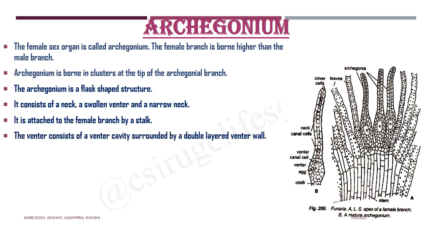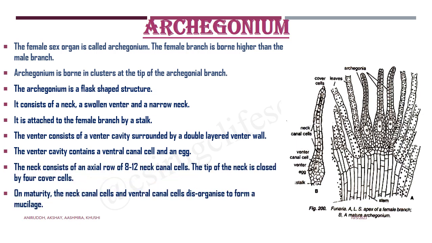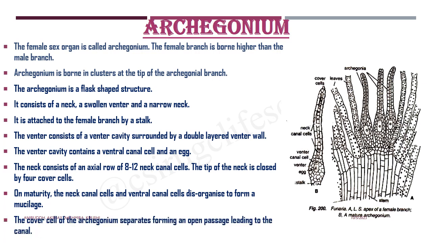The venter consists of a venter cavity surrounded by a double-layered venter wall. The venter cavity contains a ventral canal cell and an egg cell. The neck consists of an axial row of 8 to 12 neck canal cells. The tip of the neck is closed by 4 cover cells. At maturity, the neck canal cells and ventral canal cell disorganize to form a mucilage. The cover cells of the archegonium separate, forming an open passage leading to the canal.